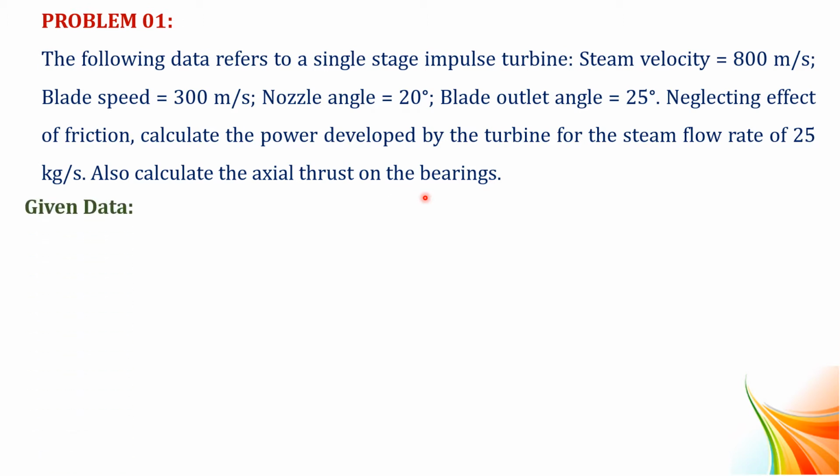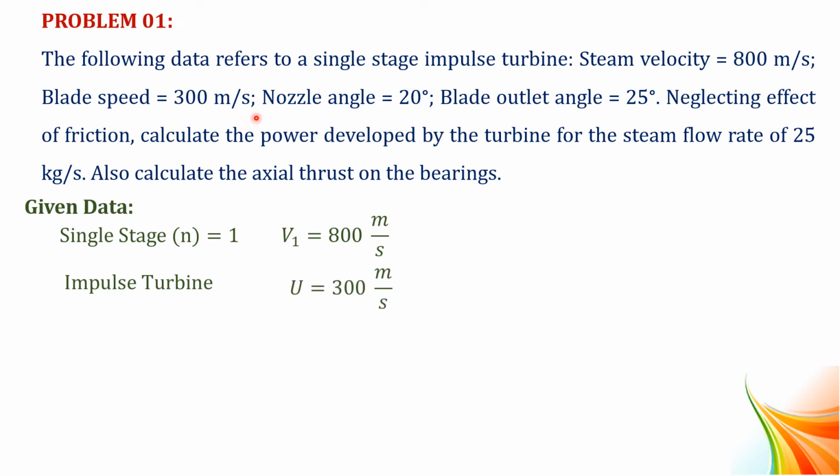So, first we have to write the given data. The following data refers to a single stage impulse turbine. So, single stage, therefore n equal to 1 and it's an impulse turbine. Then steam velocity 800 meters per second, so V1 equal to 800 meters per second. Blade speed 300 meters per second, therefore U equal to 300 meters per second. Nozzle angle 20 degree, therefore alpha 1 equal to 20 degree. Blade outlet angle equal to 25 degree. Neglecting the effect of friction, therefore the K value equal to 1.